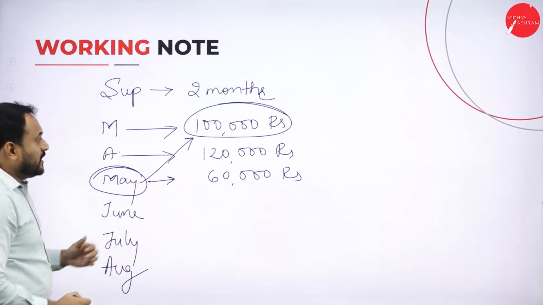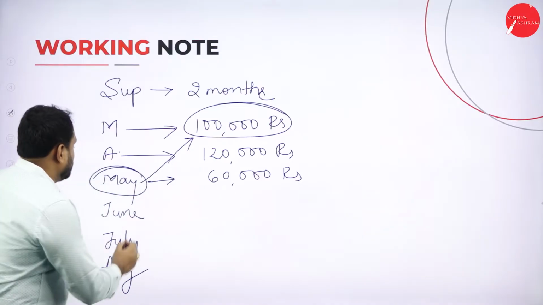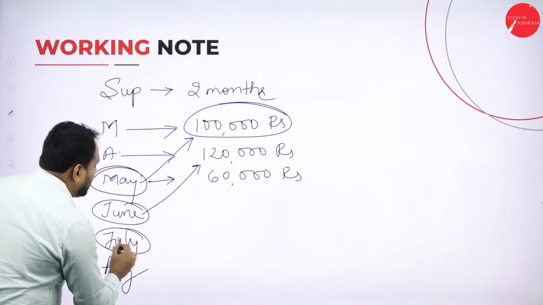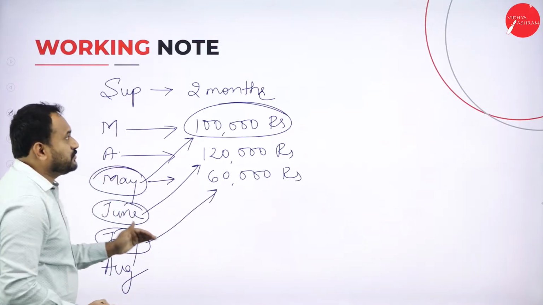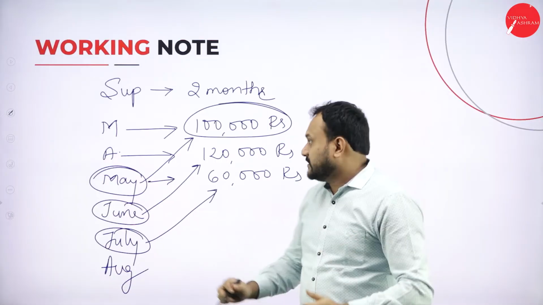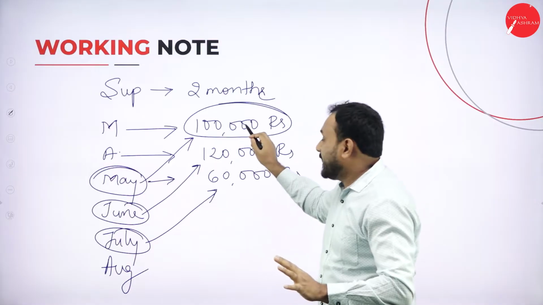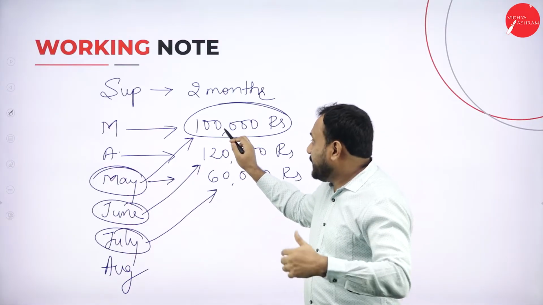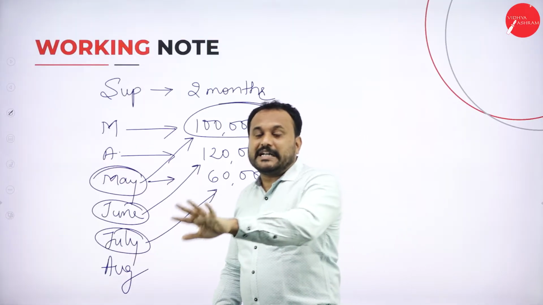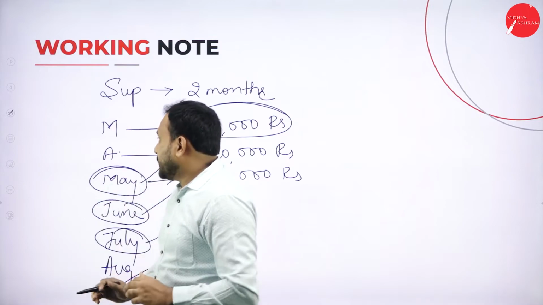1 lakh rupees. The minute I get 1 lakh rupees here, what will be the subsequent entry? June entry will be 1,20,000, and July entry will be 60,000. So this is what the supplier is asking us. They have given 2 months, means this is what it is. So in the month of March, I'm not paying 1 lakh rupees. When am I paying? I'm paying 1 lakh rupees in the month of May, because he has given me the period of 2 months. So this is what the thing is.